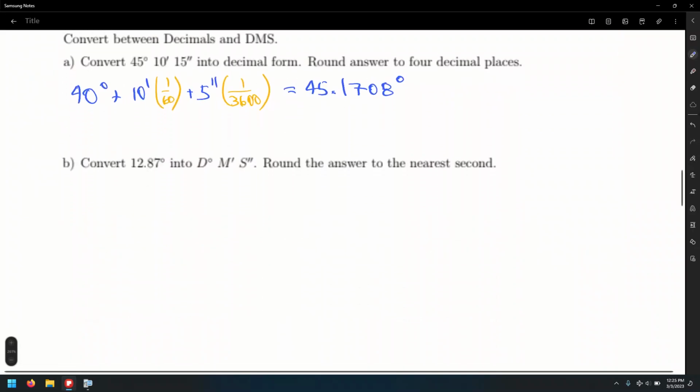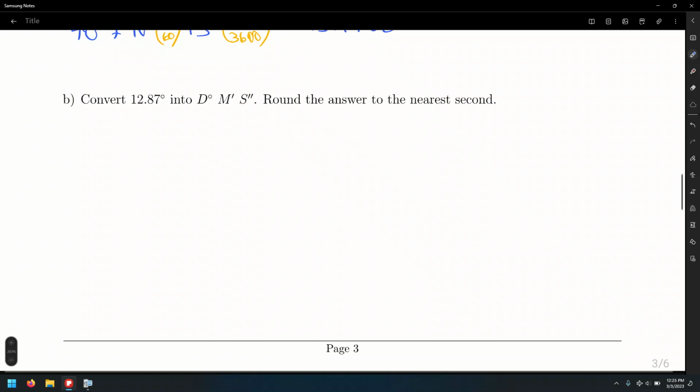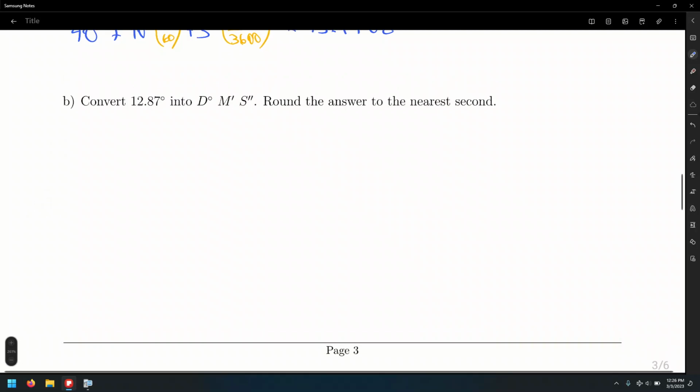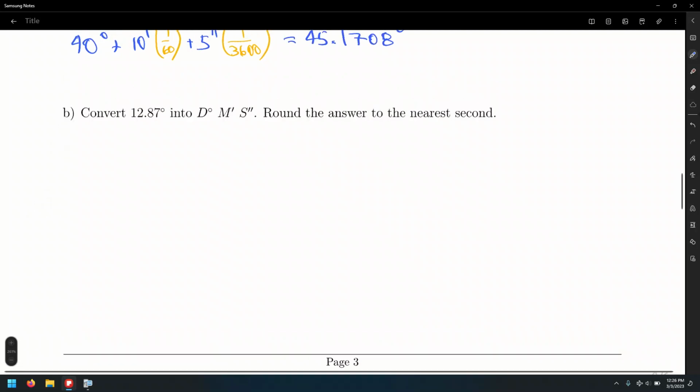However, converting from decimal degrees to degrees, minutes, and seconds, we need to work a little bit more than just that. So number one, okay, let's break this up. 12.87 degrees. This is the same as saying 12 degrees plus 0.87 degrees. I mean, those degrees are just a decimal. It's like saying 1.5 equals 1 plus 0.5.